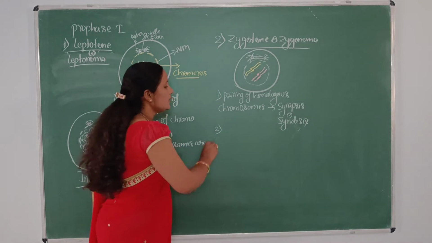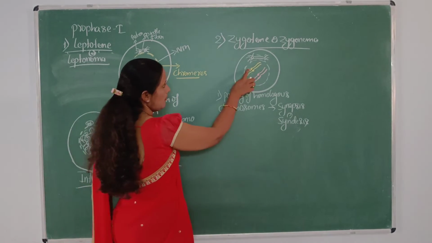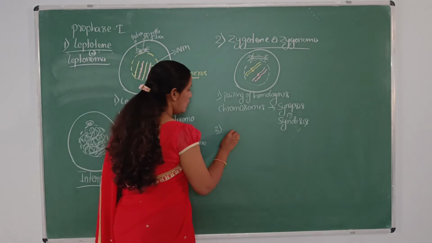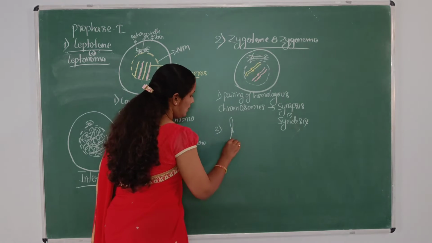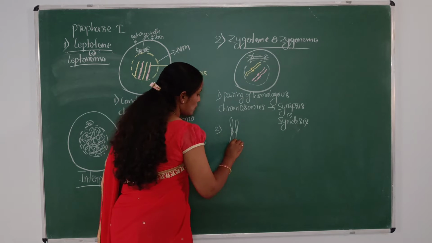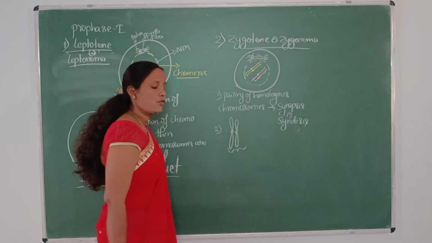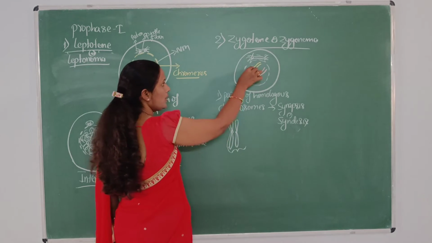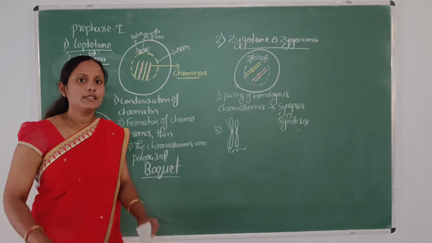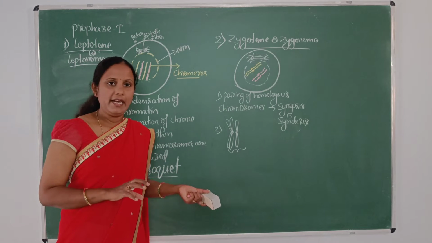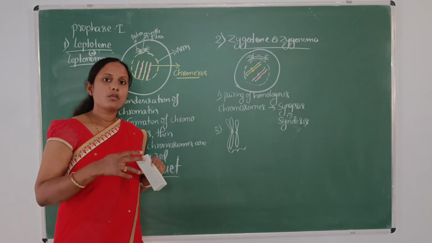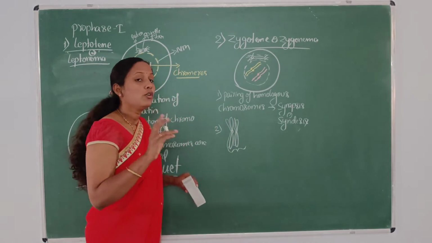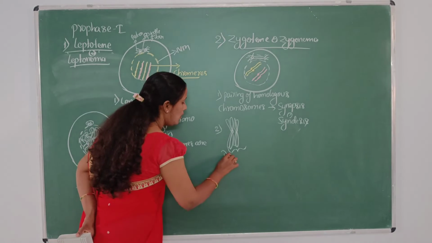And after pairing of homologous chromosomes, in a pair there is presence of two chromosomes. This is one chromosome and this is another chromosome in a pair. So there is presence of two chromosomes, each having two chromatids. Actually I have written here one, but it is not the case. Already the DNA has replicated, so there will be formation of two chromatids in future. So here each of the chromosomes is having two chromatids, so it is called dyad.